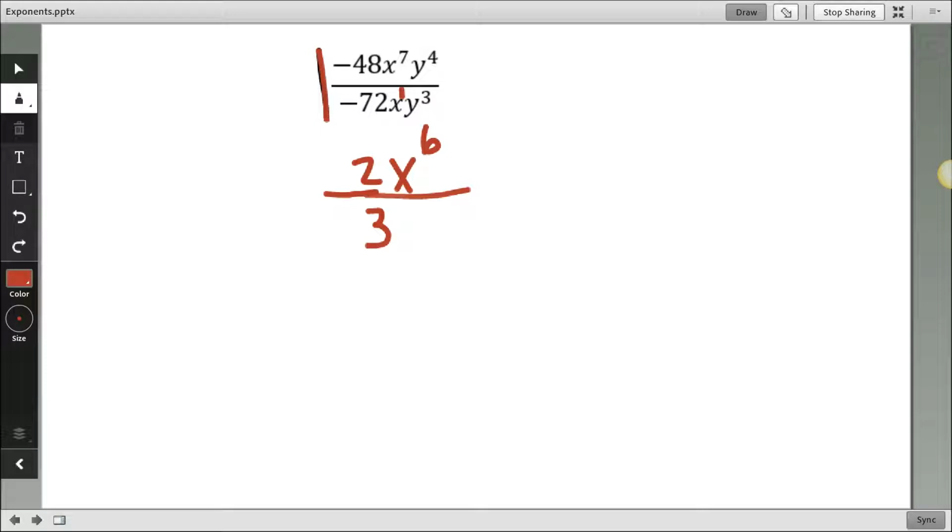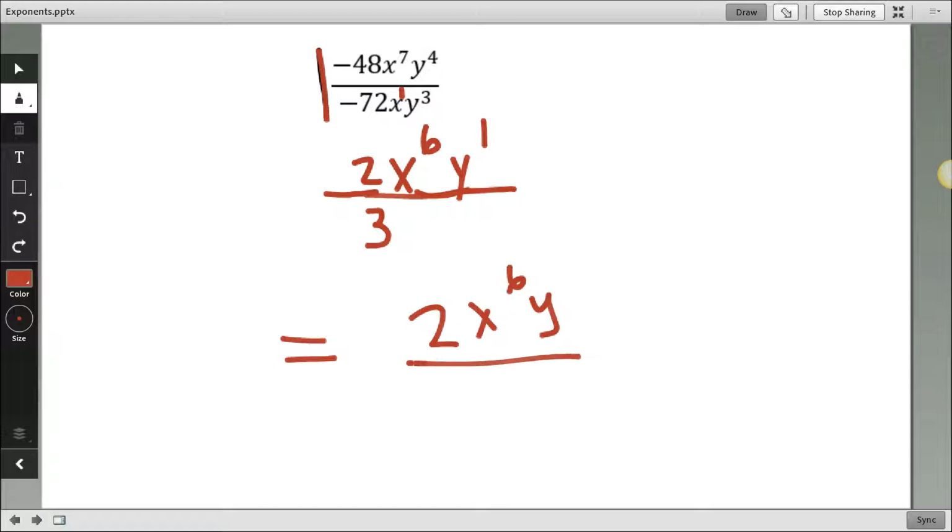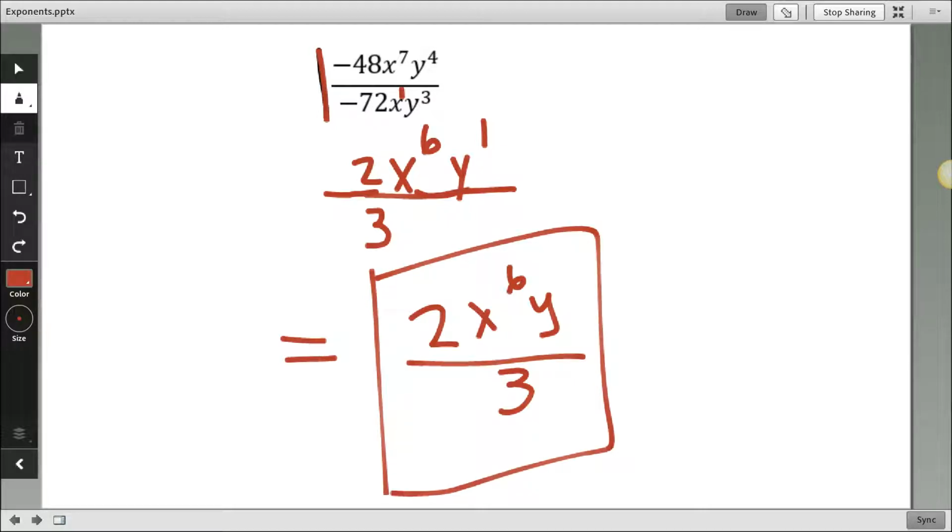Follow the same rule for y. Which y is the biggest? Y to the 4th or y to the 3rd? Well, y to the 4th is bigger, so that means y will stay as a numerator. And I'm going to subtract 4 minus 3. What's 4 minus 3? That's 1. So my final answer here will be 2x to the 6th y all over 3. Final answer. So I like to call that the comparison. Most people don't teach that. I like teaching that.